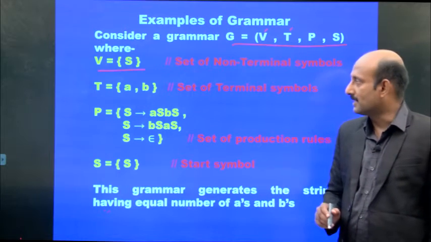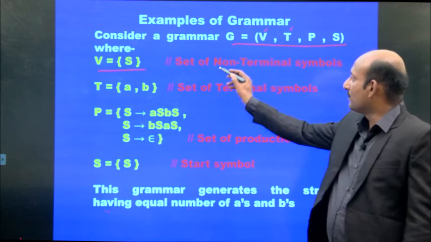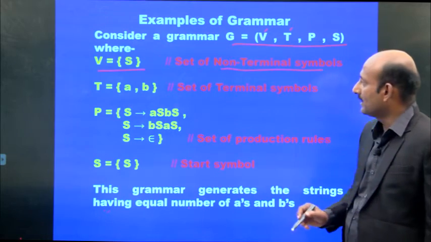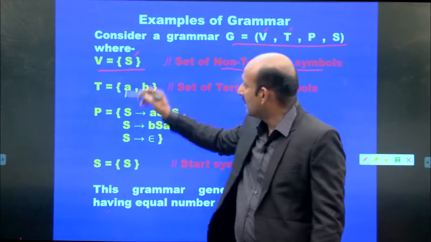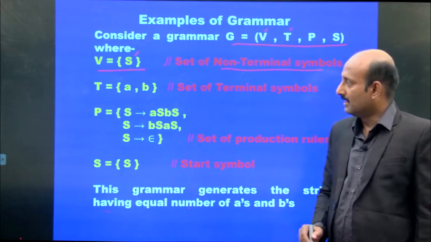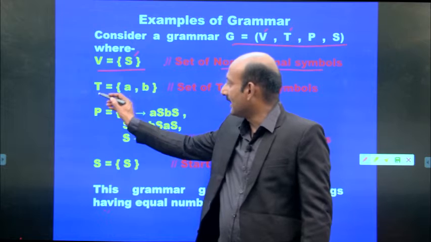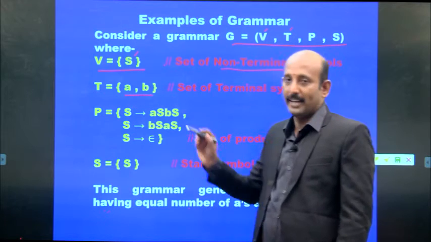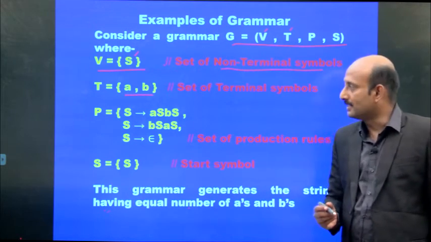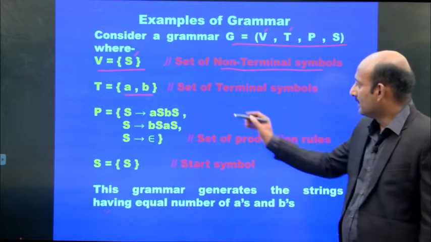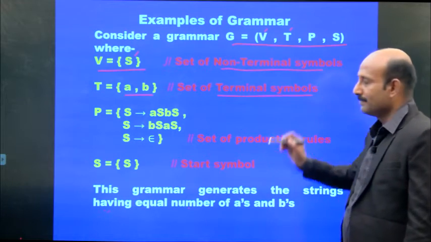The variable set V equals {S}, where S is the set of non-terminals. In this one, S is the only non-terminal symbol. Likewise, the terminal symbols T equal {a, b}. That is called the set of terminal symbols.